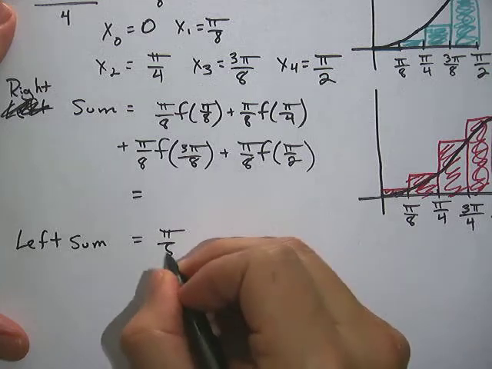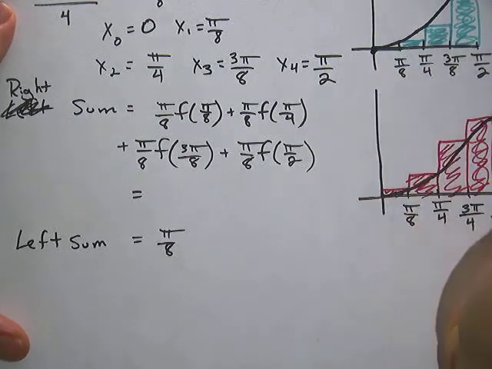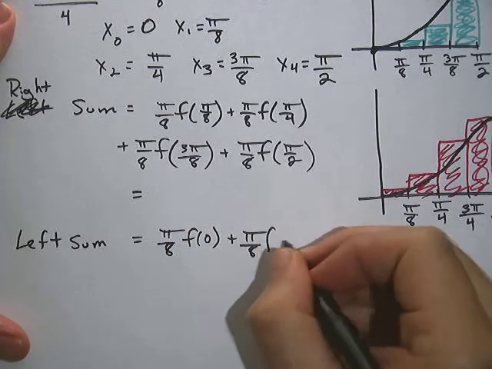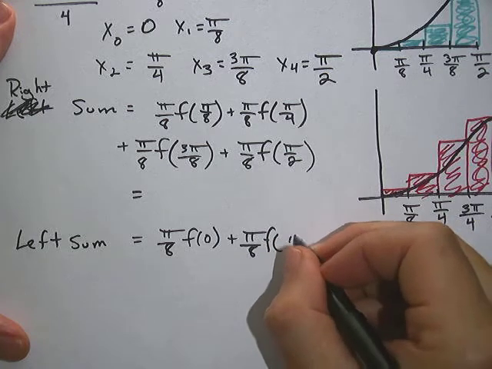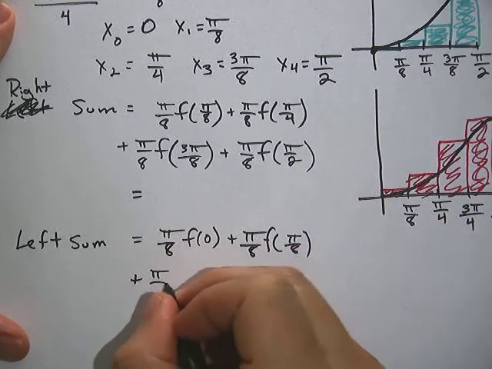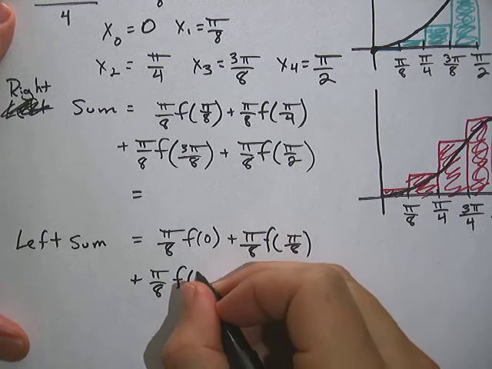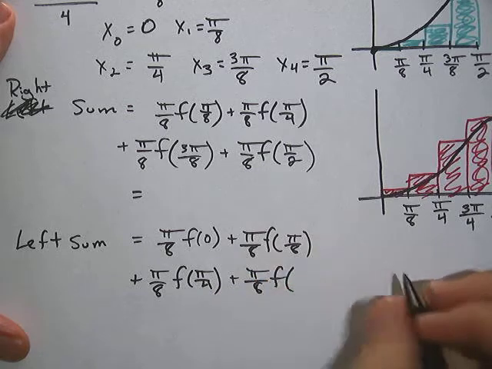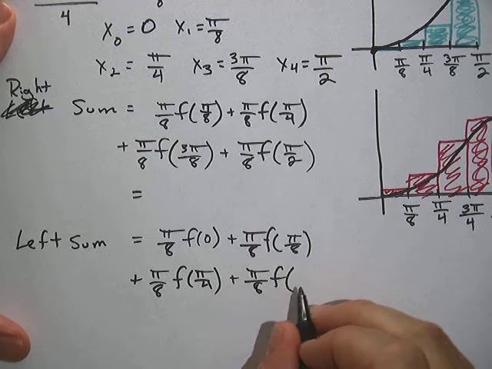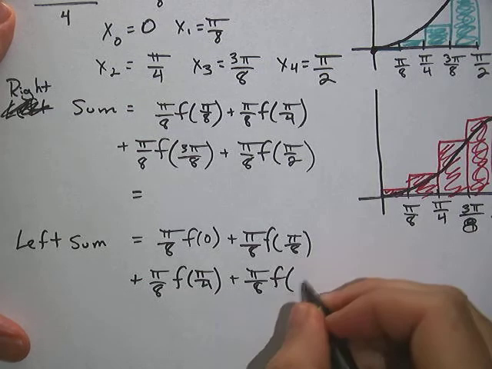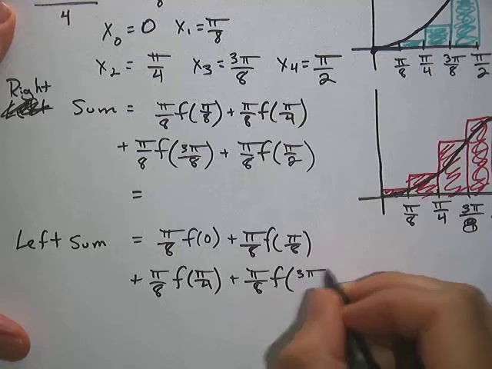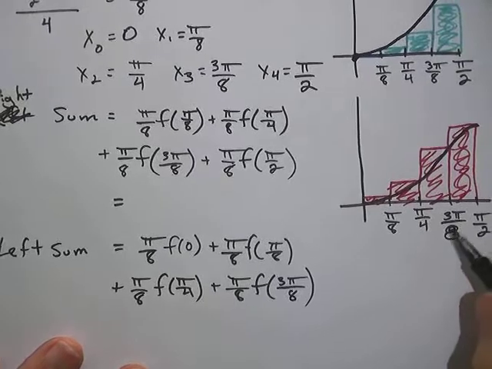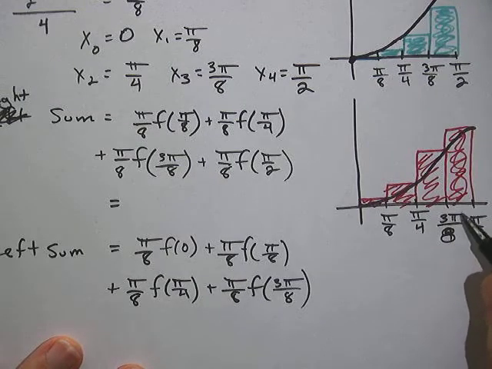So it's still pi over 8, but this time we're multiplying it by the left side. Okay, so that is f of 0 plus pi over 8 times f of pi over 8 plus pi over 8 times f of pi over 4 plus pi over 8 times f of, let's see, what would that be? I screwed that up again. So that's 3 pi over 8. Okay, so that's the left sum. I apologize for mislabeling this earlier in the video as 3 pi over 4. That's 3 pi over 8.